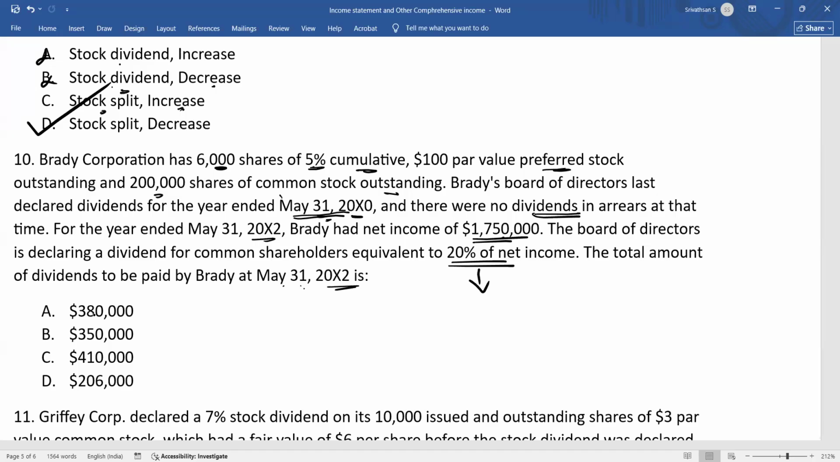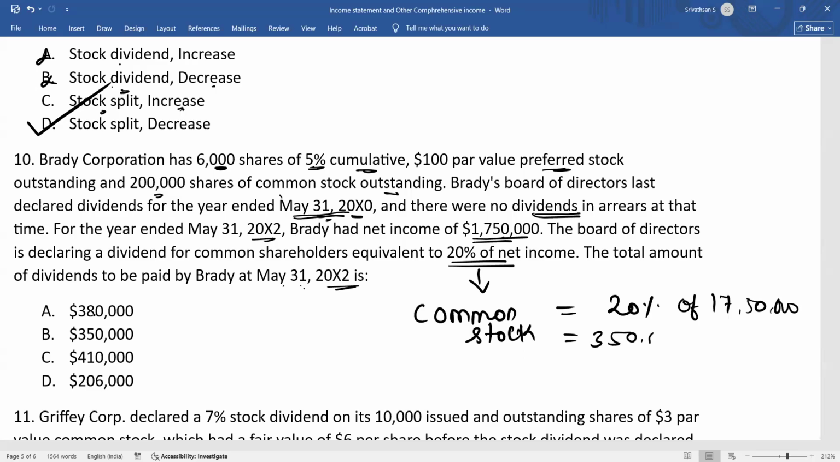So on 31st May 2012, the company has to pay dividend to common stock as well as to the preferred stock. First, let's calculate the dividend on common stock. Common stock dividend is 20% of net income. That is 17,50,000. So 20% of 17,50,000, we get 3,50,000. So we have 3,50,000 in the option, but we have to calculate the total amount of dividends, not only the common stock dividend. So 3,50,000 is the dividend on common stock.